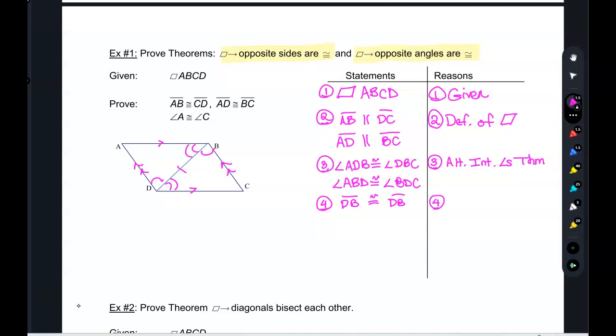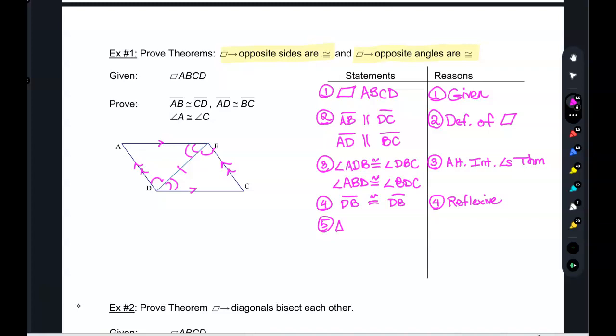And this reason is reflexive. Okay, do we have enough information to say the triangles are congruent? Yes. What would be the reason? Angle, side, angle.